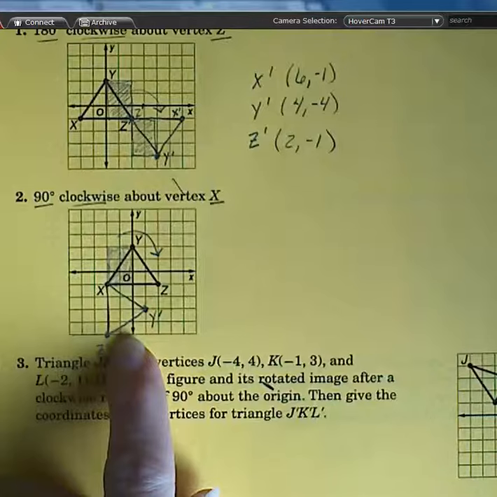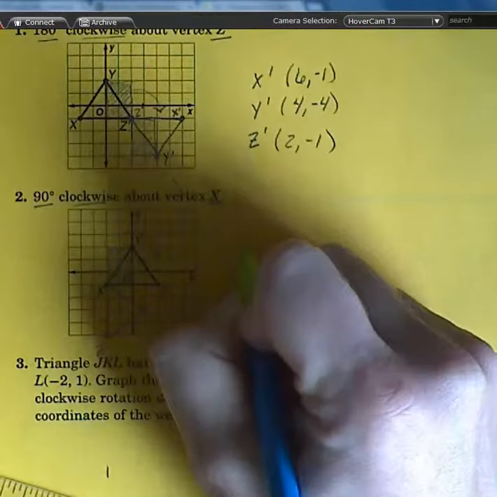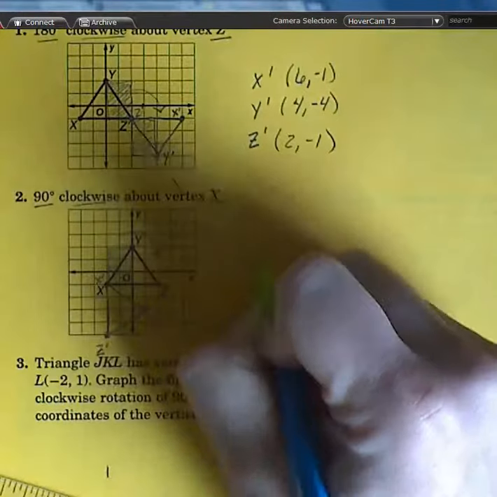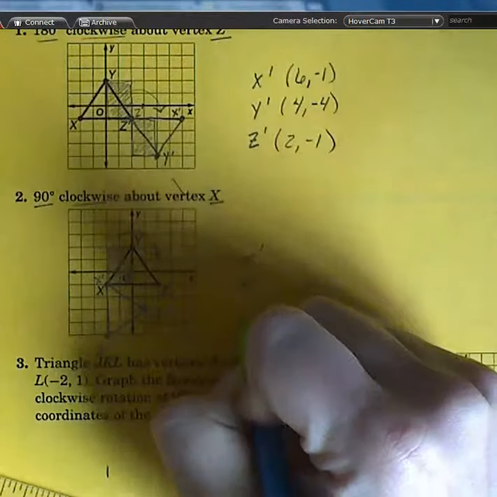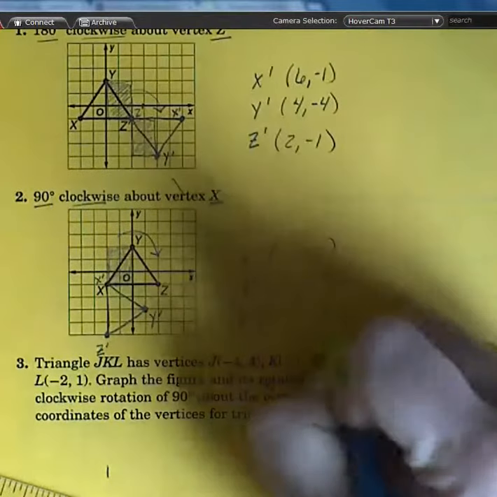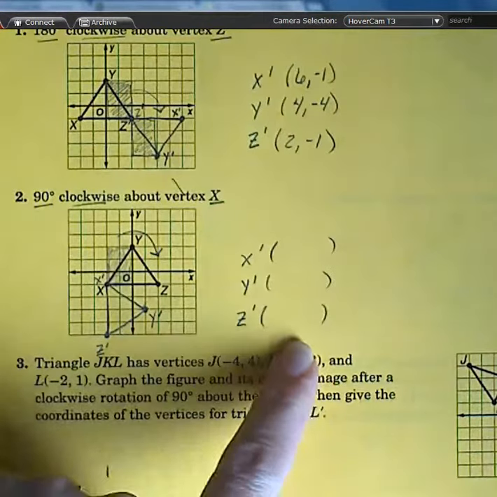Are you done writing? I'm starting to. Okay, that's not the right answer. Starting to is the wrong answer. Write the coordinates down. And so I have, don't forget to label X prime as such. You have to do X prime, Y prime, Z prime. You must use parentheses and commas between the x and the y.